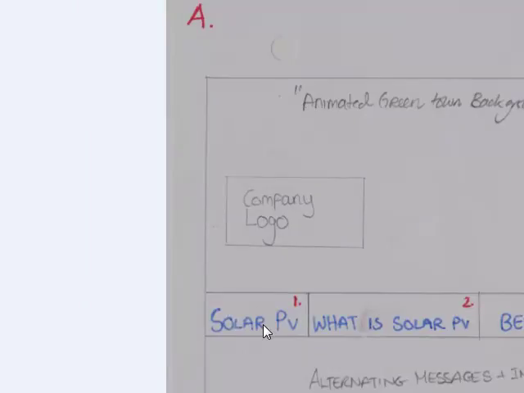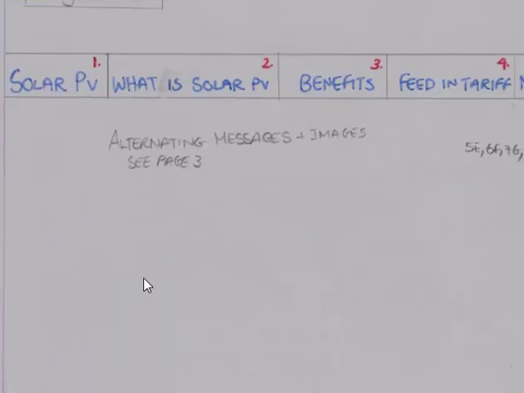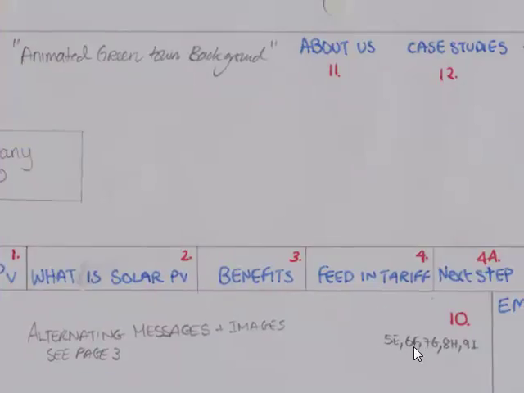This is obviously the main page. This is what they will be landing on as soon as they go onto the website itself, Solar PV. On this area, when they land on that page, we'll have alternating images and text messages, and I'll go through what those messages and what I want them to be in this area here.